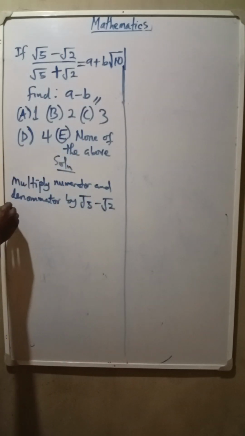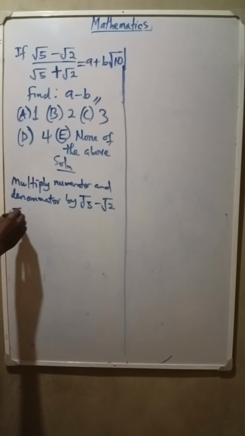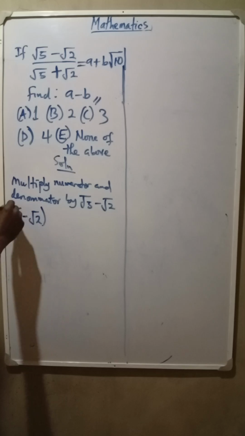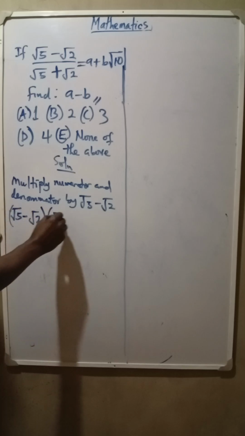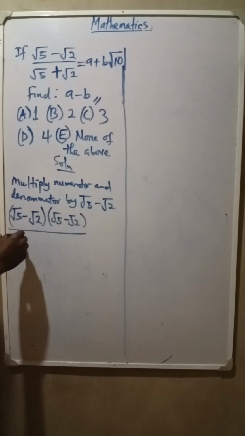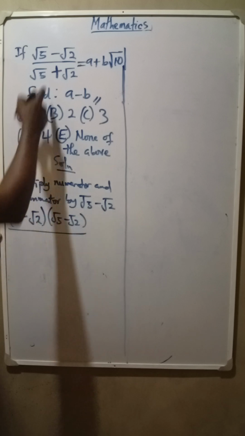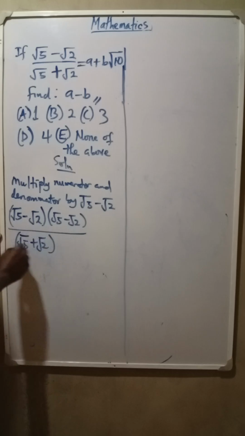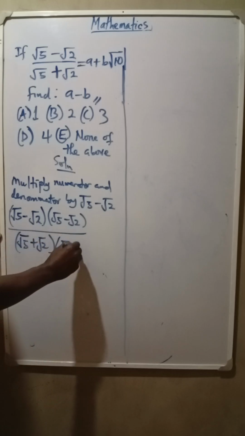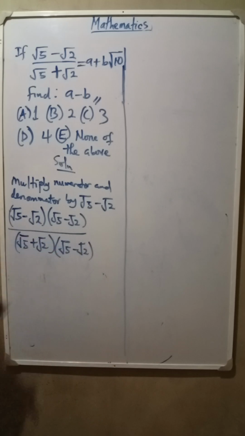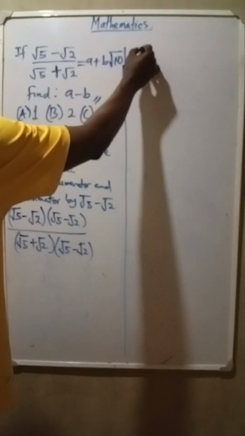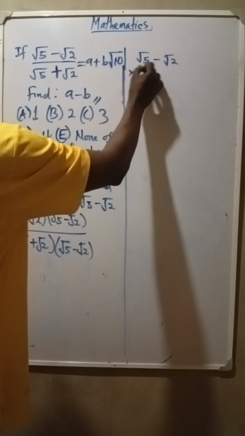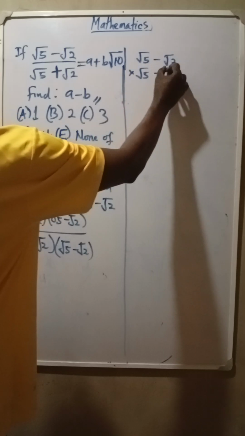So let's do that. So we are having root 5 minus root 2. So multiply by this one. Let me put it root 5 minus root 2. What you use to multiply the numerator must multiply the denominator, so it's still multiplying the denominator by root 5 minus root 2. So now let's multiply the numerator. Root 5 minus root 2 times root 5 minus root 2.